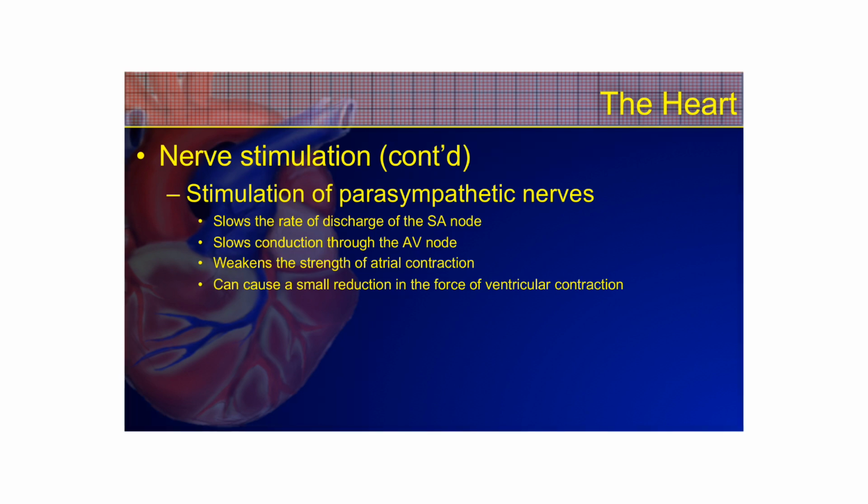We'll talk about that in the EKG lessons. It also slows conduction through the AV node, okay, and it weakens the strength of atrial contraction. Notice most of this is supraventricular, but it can also cause a small reduction in the force of ventricular contraction. That's because, to a much lesser degree, the vagus nerve will innervate the ventricles.